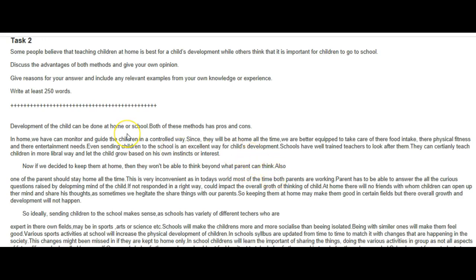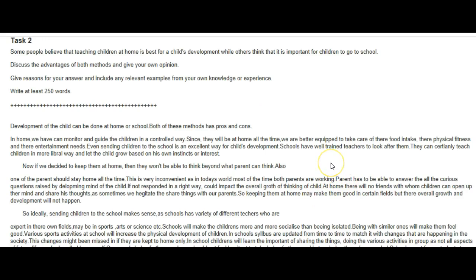Okay, so a number of grammatical mistakes here. Also, one of the parents should stay home all the time. This is very inconvenient, as in today's world, most of the time both parents work. It's a general fact. It happens all the time, so it should be simple present.